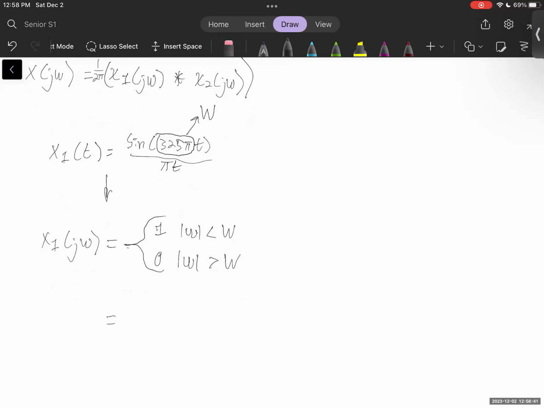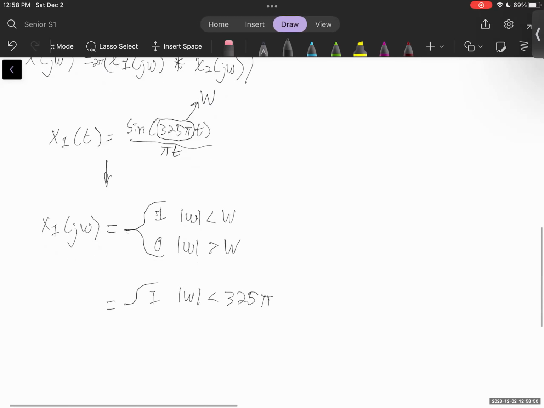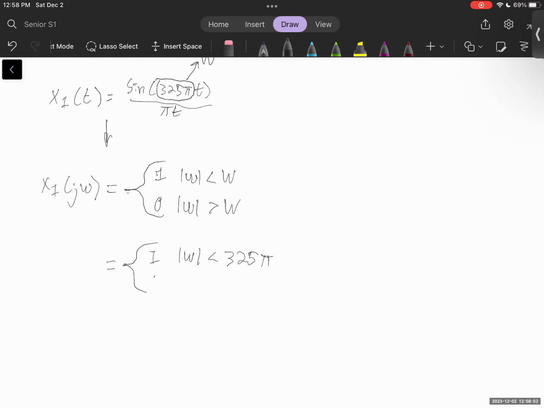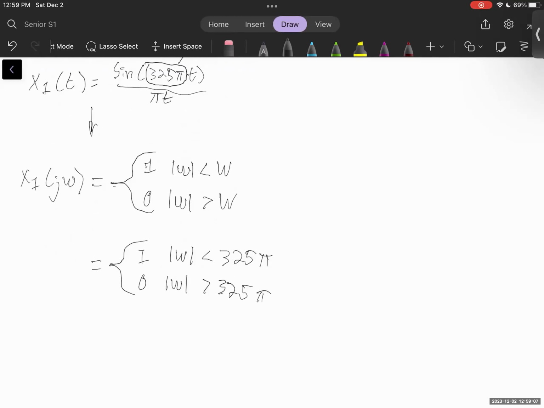So this is going to be 1 for any frequency less than 325 pi. And it's going to be zero for any frequency greater than 325 pi. So does anybody want to tell me what our maximum frequency for X1 is, based off of this? Perfect.